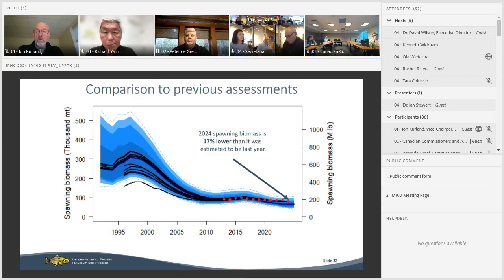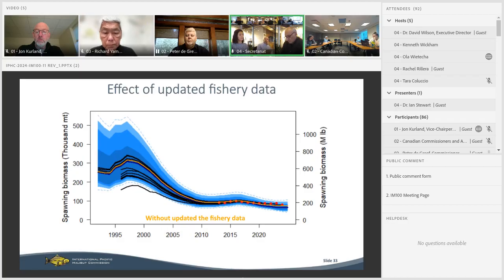Now, I presented pretty extensively in the summary of data one potential cause for this, which is the fishery data that we have for 2024. As we added each of the data sets to the stock assessment model, it became very apparent that the fishery data was the single source that was informing most of this decrease from last year's stock assessment result.